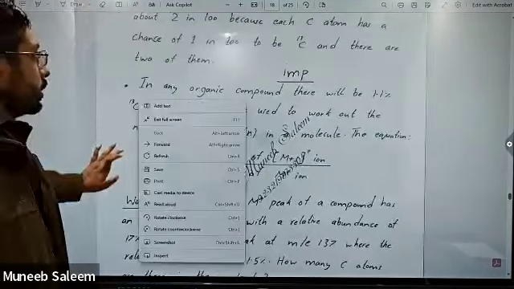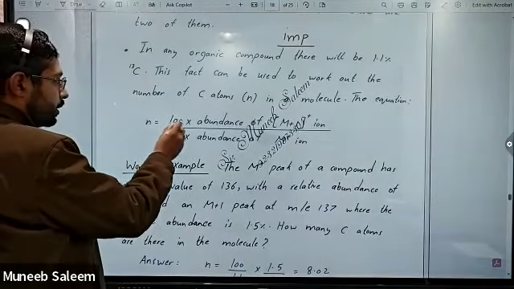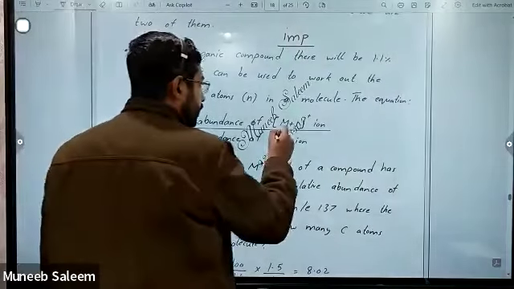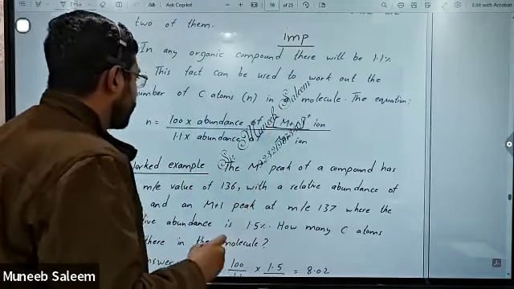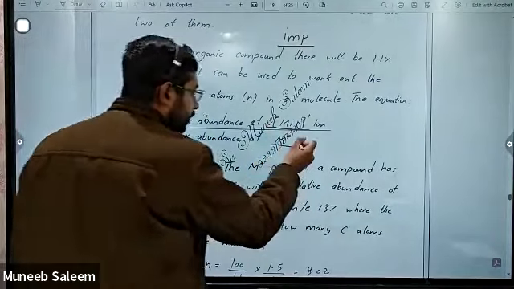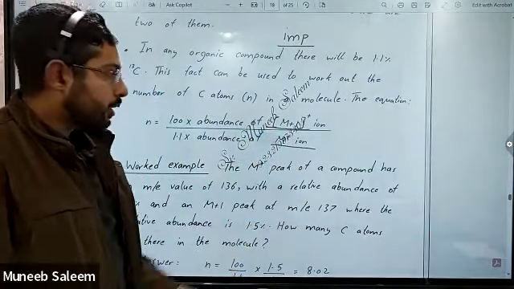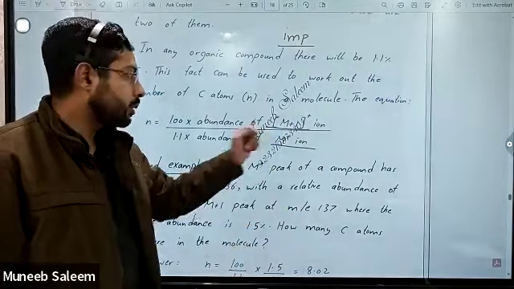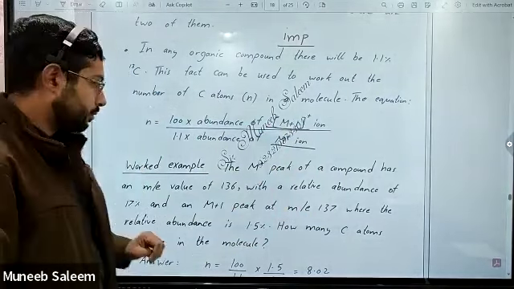The formula to find the number of carbon atoms is n equals 100 times the abundance of the M+1 cation, divided by 1.1 times the abundance of the M+ ion, which is the molecular ion. So in the denominator, we will write the abundance of the molecular ion, and in the numerator, you will write the abundance of the M+1 cation.